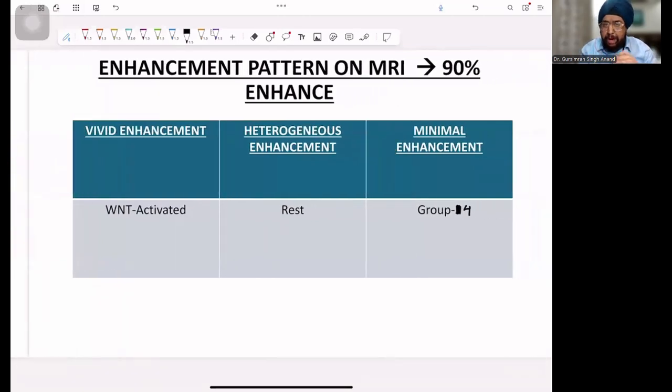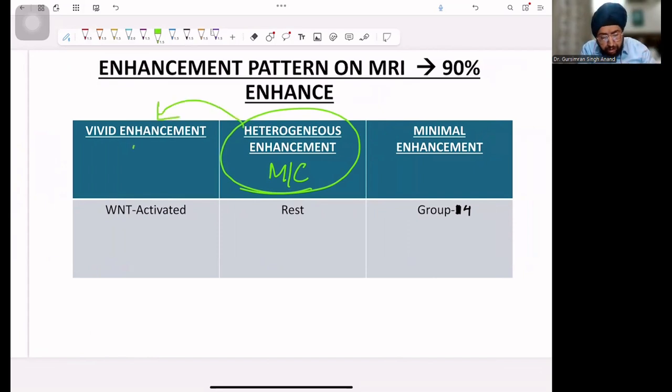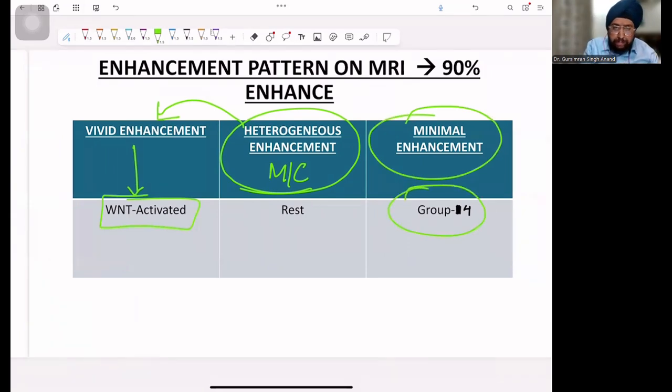The enhancement pattern on MRI: 90% of the medulloblastomas will enhance. The most common pattern of enhancement in medulloblastomas is heterogeneous enhancement. Then there can be two other types of enhancement as well. If the tumor is homogeneously, vividly enhancing, it's usually the WNT activated molecular subtype. And if the medulloblastoma shows minimal enhancement, it's usually a group 4 molecular subtype.